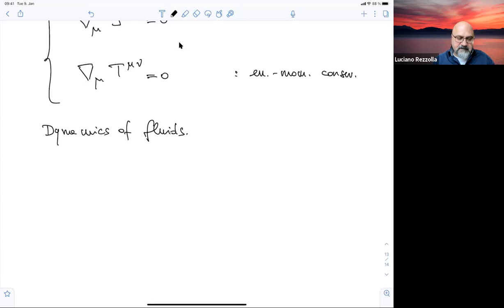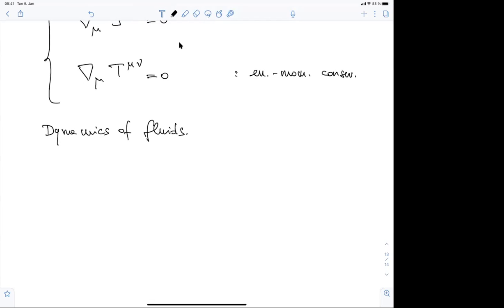Okay, so these are the two equations expressing the dynamics of fluids. And I will stop here to take some more questions, or if not, to have a few minutes break.